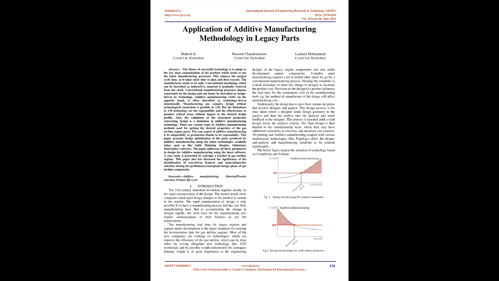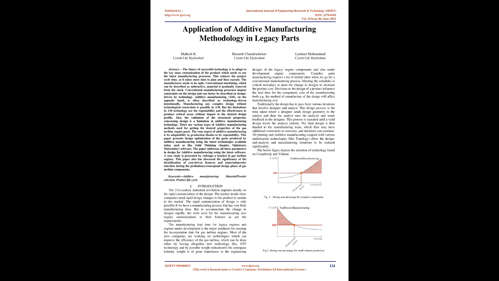This paper also discusses the significance of the identification of cost-driven features and material/powder selection during the preliminary/conceptual design phase of gas turbine components. Keywords: additive manufacturing, selection, product life cycle, material/powder.